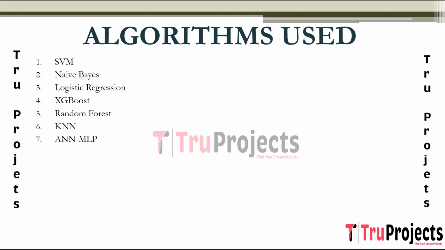ANN with MLP, which is Artificial Neural Network with Multi-Layer Perceptron architecture, is a deep learning model consisting of interconnected nodes organized in layers. It is capable of learning complex patterns in the data. ANN MLP is employed for its ability to model intricate relationships within the data, making it suitable for hate speech detection in diverse textual content. The next algorithm is long short-term memory.